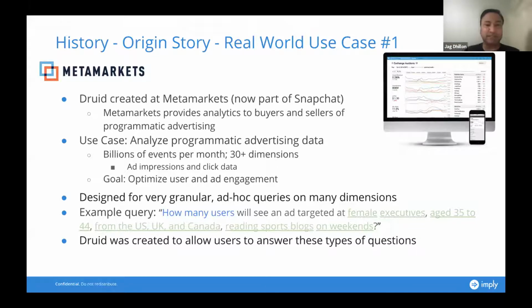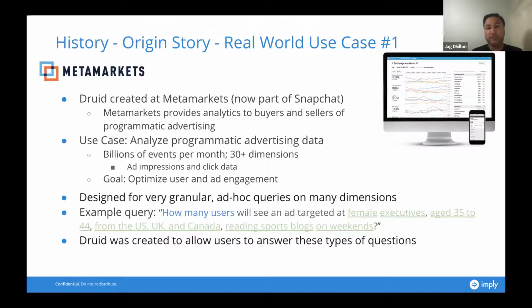Think of dimensions as fields, right? And add impressions and click data. That was the key use case. They wanted the users and ad engagement to be optimized. So they had to design for very granular data, right? Where the time scale was right down to the seconds. And ad hoc queries on many dimensions, right? So here's an example of a query.